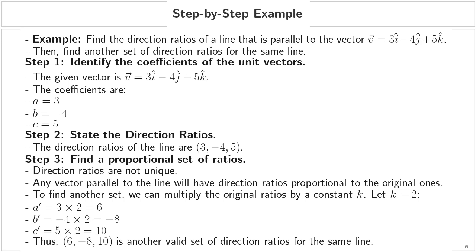When we multiply each of our original values by 2, we get a prime equals 6, b prime equals negative 8, and c prime equals 10. So, we can conclude that 6, negative 8, 10 is another perfectly valid set of direction ratios for this same line. As we move to the next slide, keep in mind that while these numbers look different, the direction remains identical. We will now look at some common pitfalls to avoid when working with these values.